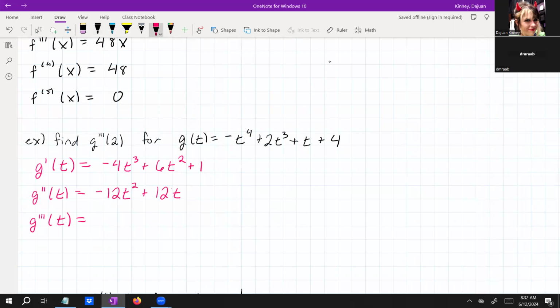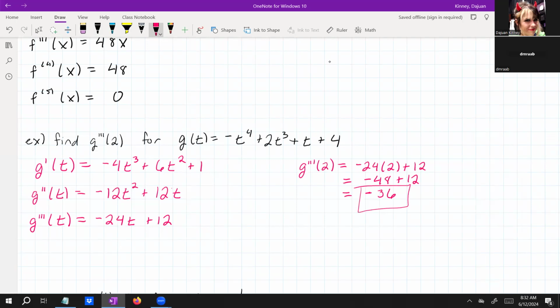Finally, the triple prime, negative 24t plus 12. And g triple prime of 2, negative 24 times 2, plus 12, which equals negative 48 plus 12, which is finally negative 36. That's what we were looking for. Again, these are not terrible. We've learned all of the techniques we need. Now it's just applying them, plugging them in.